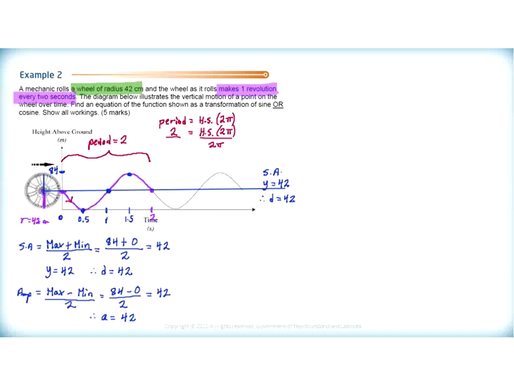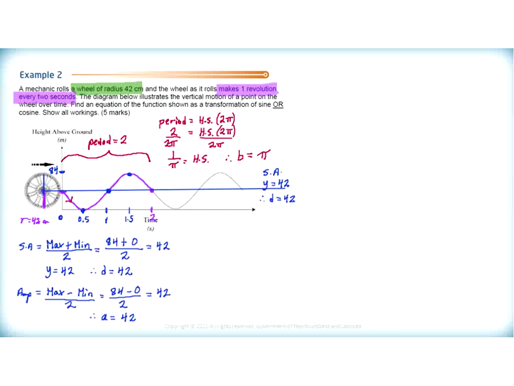Dividing both sides by 2 pi, we have 1 over pi is equal to the horizontal stretch. Therefore, the value of b in our equation will be the reciprocal of that, which is equal to pi.